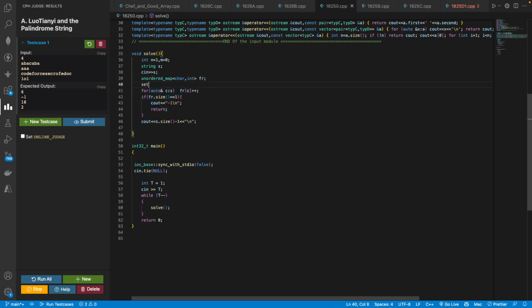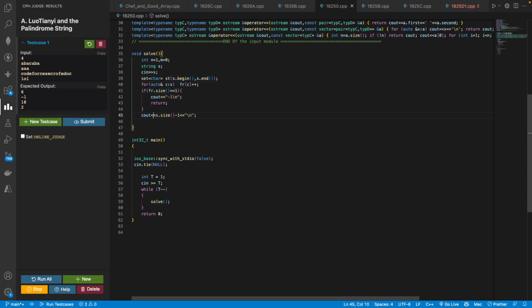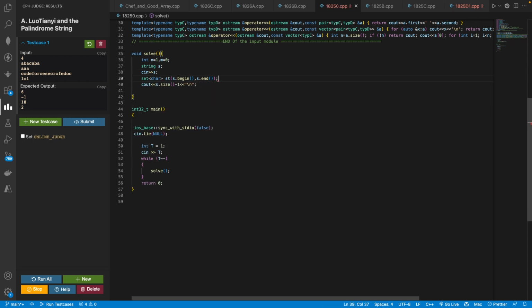You can actually take a set of chars over here, from s.begin and s.end, and instead of doing all of this work you could have simply said over here, if the size is greater than 1, in that case the answer would definitely be s.size -1, else the answer would be -1. So this should have worked, I think.